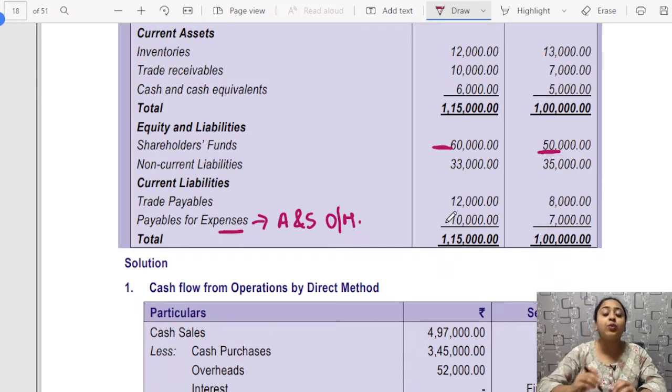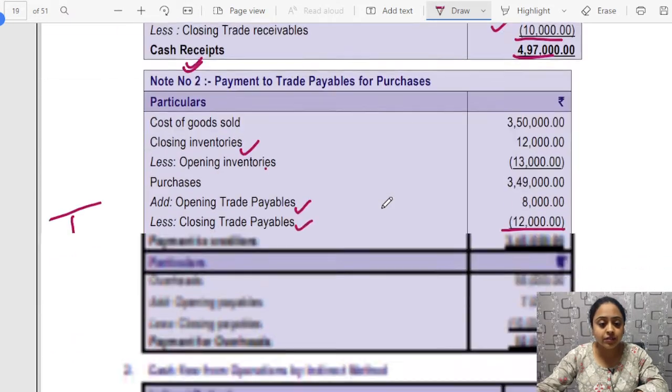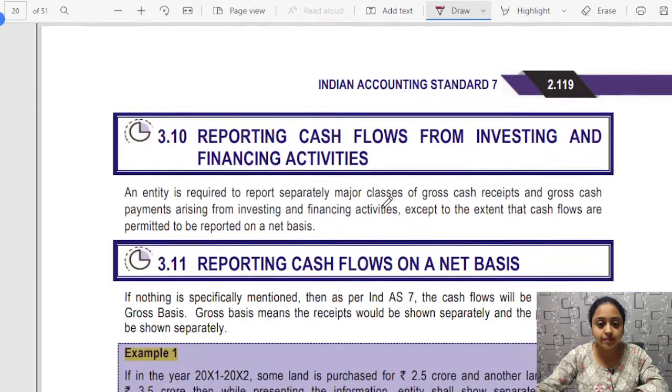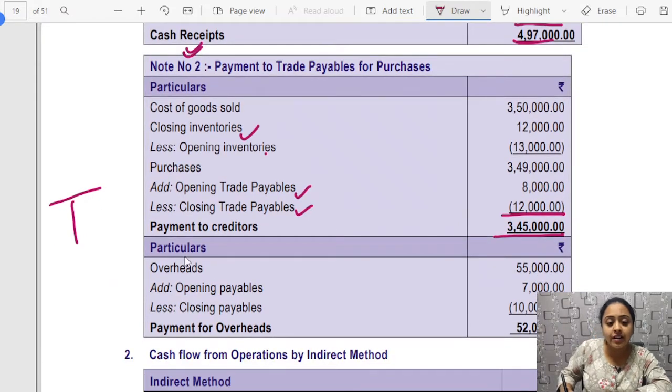The amount that you will receive will be your final cash flow that has been outflow as administration and selling expense. That will be adjusted in the cash flow statement. So overheads. Where is overhead? See, here it is overhead. Overheads, 7,000 has been added minus 10,000. Here comes 52,000, which is your payment for overheads.